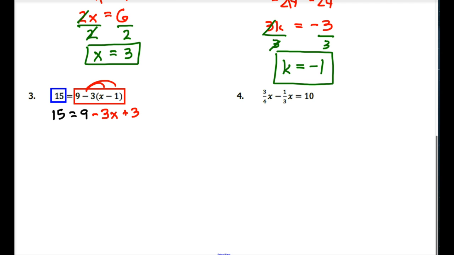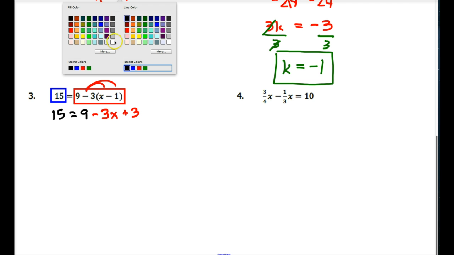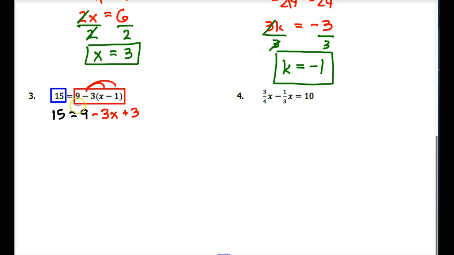And then I'm going to keep on looking here at the right side because I'm not done simplifying it yet. I have some like terms now on the right side. I have a positive 9 and a positive 3. If I combine those, that gives me a positive 12. And then I have my minus 3x still.